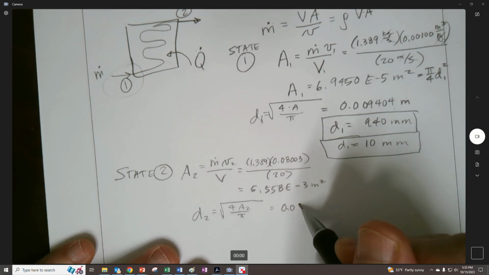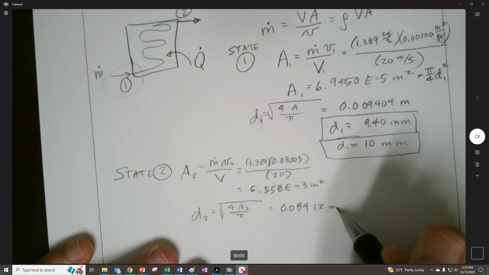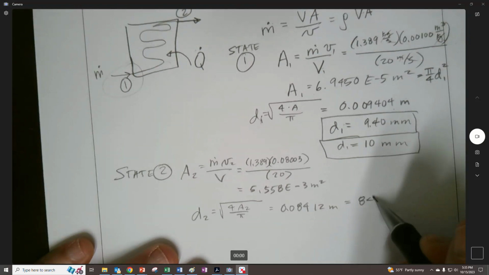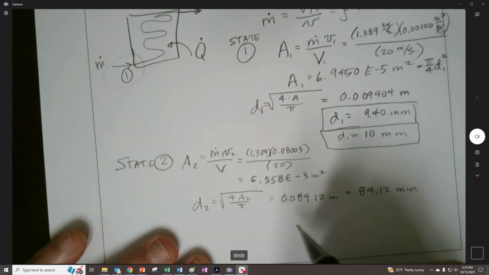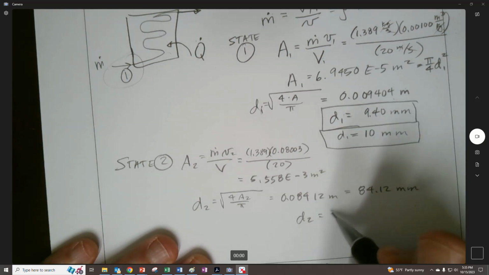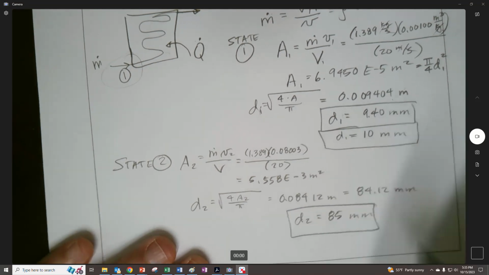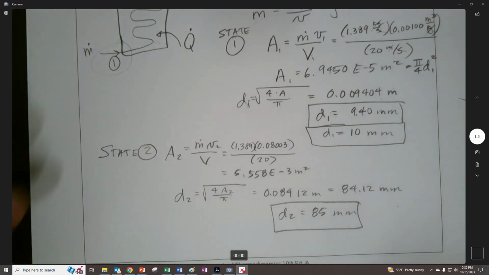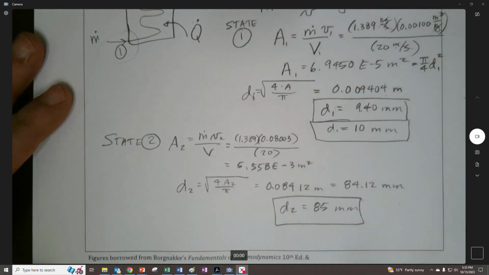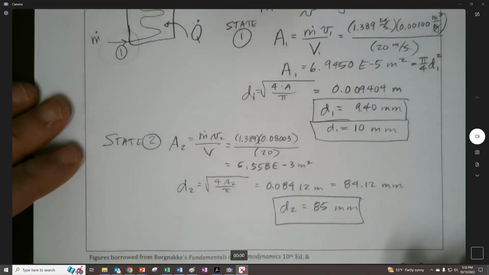And that gets something a little bit more reasonable. Still not very big, but 0.08412 meters, which is 84.12 millimeters. And so I would pick 85 if we were doing the design of the thing, right? So it's kind of an even increment. Actually, pipes come in certain sizes, so you would look up and see what their actual inside diameter would be.